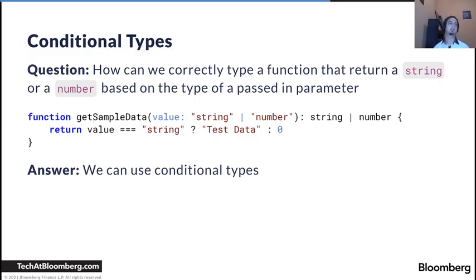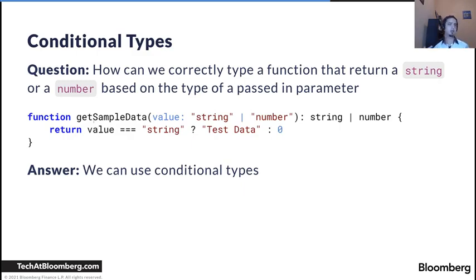So let's have a look and let's try to see exactly what conditional types are. And for that, I want to start out with a very simple motivating question. How can we correctly type a function that returns either string or number based on the type of a passed-in parameter? So basically we have this getSampleData function, and if we pass in string, we get a string, and if we pass in number, we get a number.